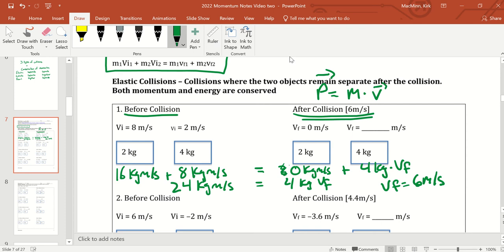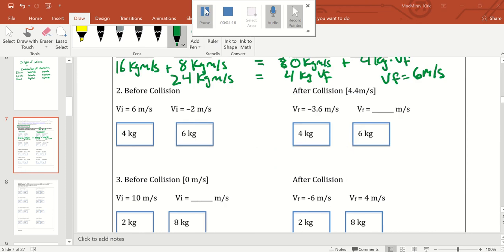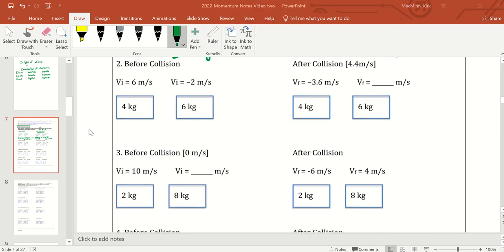So again, the law of conservation of momentum says the total momentum on the left-hand side has to equal the total momentum of the right-hand side. So the total momentum before the collision has to equal the total momentum after the collision. Let's go ahead and try another example. And you'll notice this one is really going to have two objects moving in different directions. We'll put arrow vectors on top to indicate the direction of the objects. So this one is positive 6 meters per second for the 4 kilogram object, so we're going to say that's right. We have negative 2 meters per second for the 6 kilogram object.